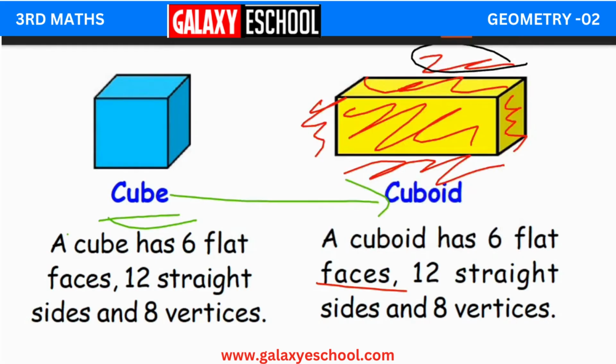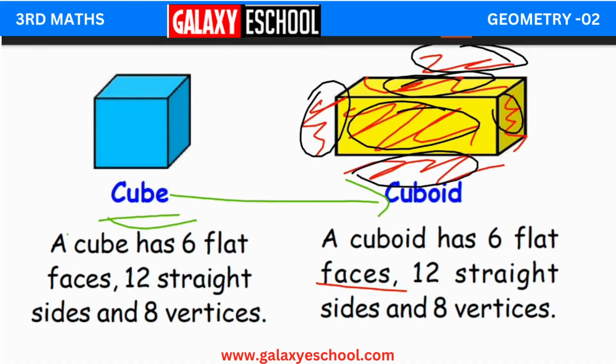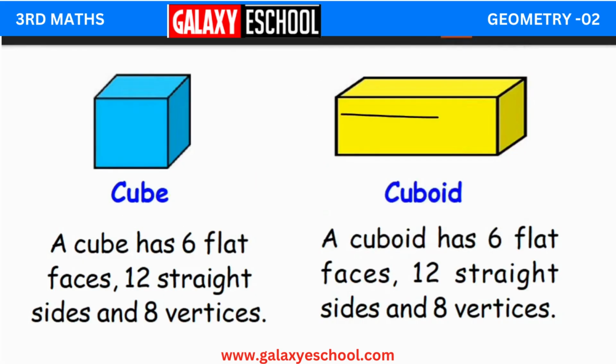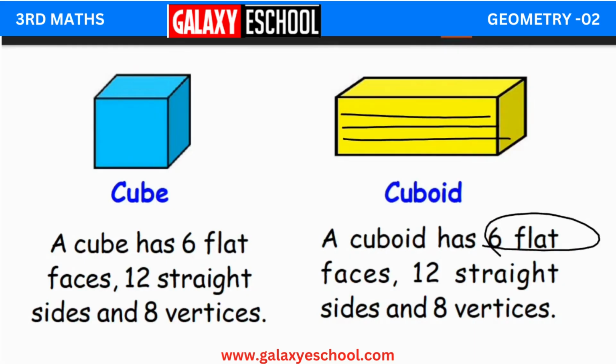How many? 1, 2, 3, 4, 5, 6. Even a cuboid has 6 faces, and all these faces have a flat surface. So a cuboid has 6 flat faces, just like our cube.